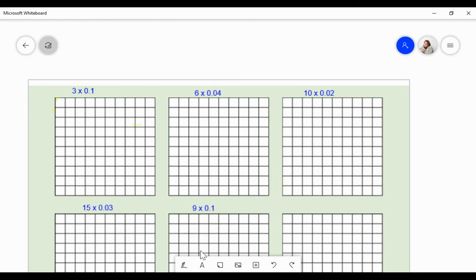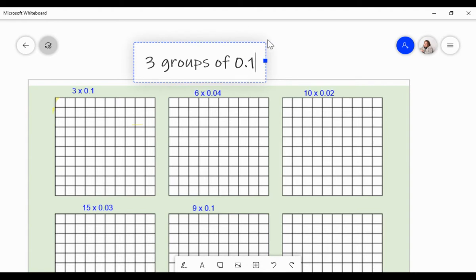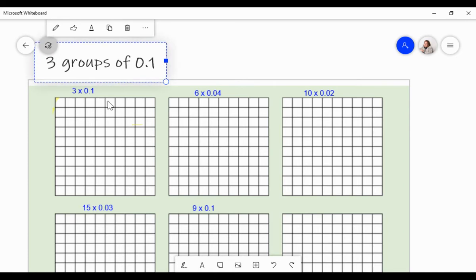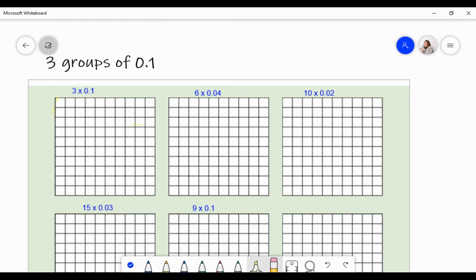I have 3 times 1/10. Remember that we said that we're going to have groups of, not to forget that, that's super important because that leads us into our next task down the line. So this first problem, I have 3 groups of 1/10. It's going to be 3 groups of 1/10. So then it's like, what would that look like?